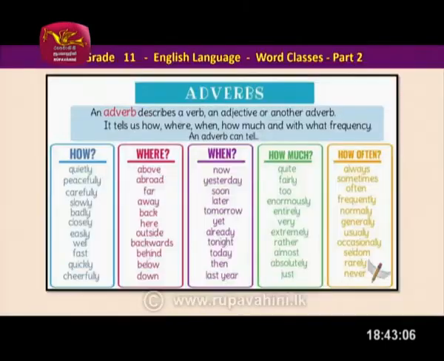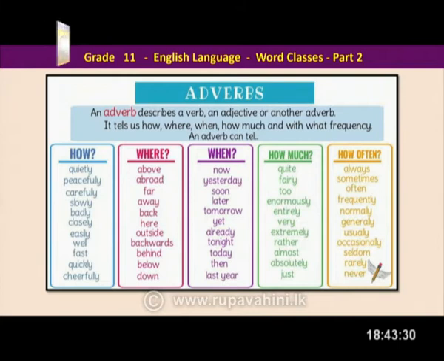Look at the graph. I have given you more adverbs for you to use in your language. Look at this, an adverb. An adverb describes a verb, an adjective or another adverb. It tells us how, where, when, how much and with what frequency.